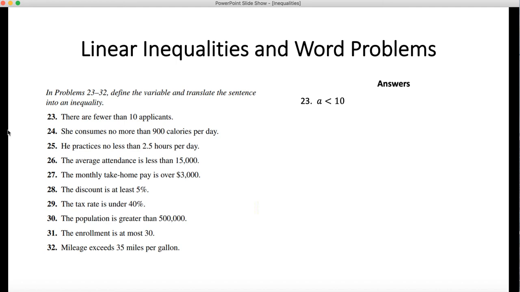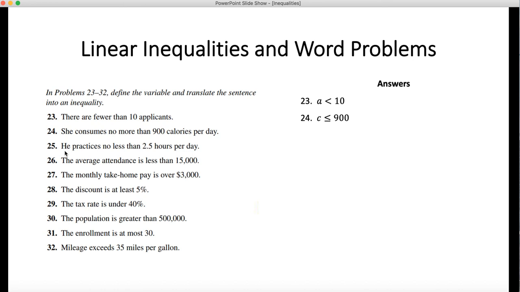The next one is, she consumes no more than 900 calories per day. So I'm going to make C my variable. But if she can't consume more than 900 calories, is she allowed to consume 900 calories? She is. So there's an equal to part to this inequality. So C is less than or equal to 900. Make sure you understand why there's an equal to part here.